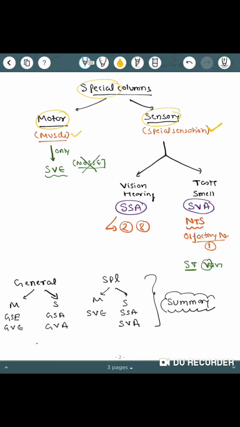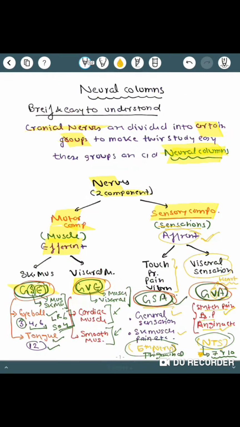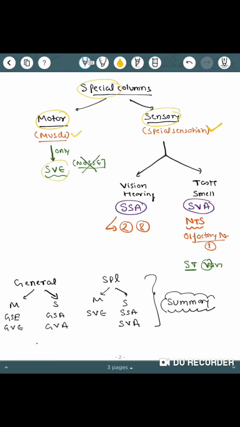So there is one change. In the previous part we studied that there are two motor columns, that is GSE and GVE, but in special there is only SVE. There is no such thing as SSE. So you should remember this. This is very easy to learn by comparing it with the general part. Now in sensory there are special sensations: vision, hearing, taste and smell.